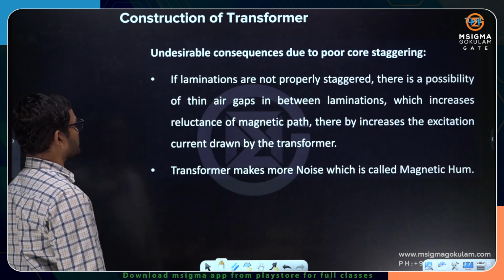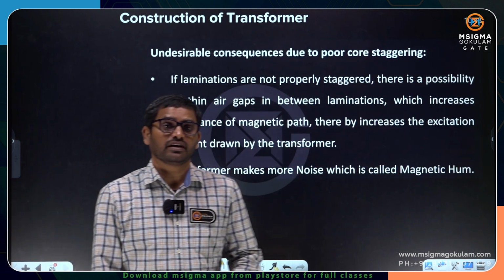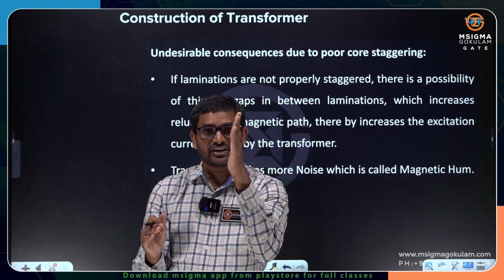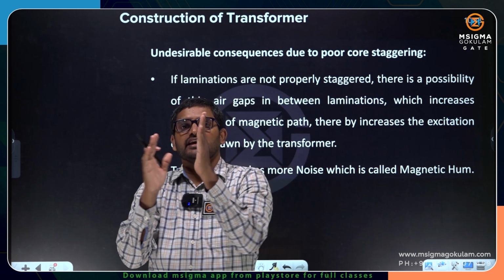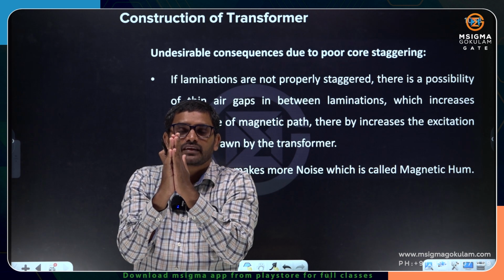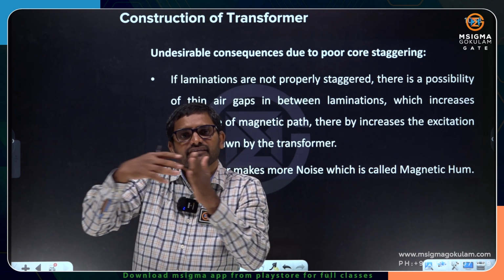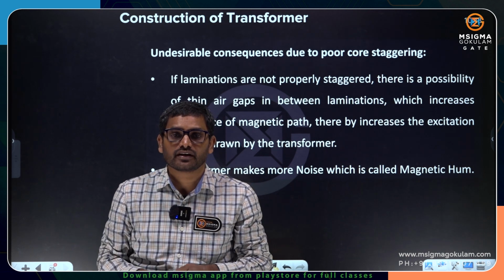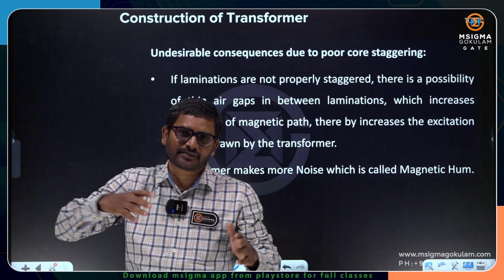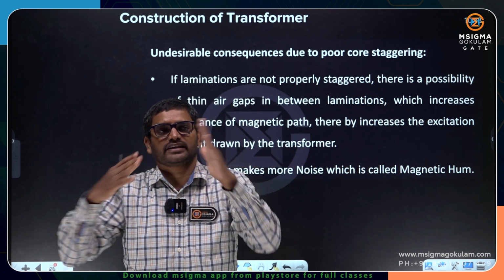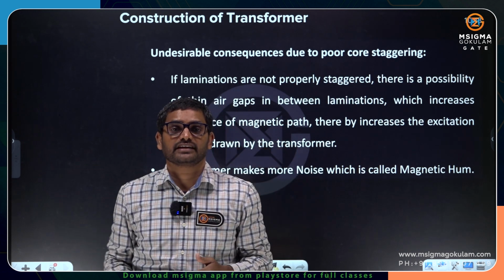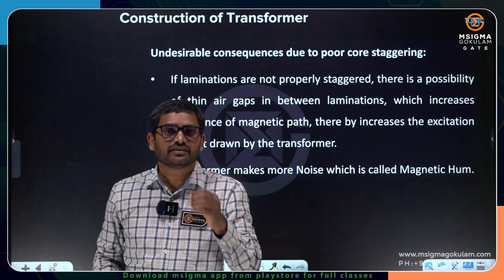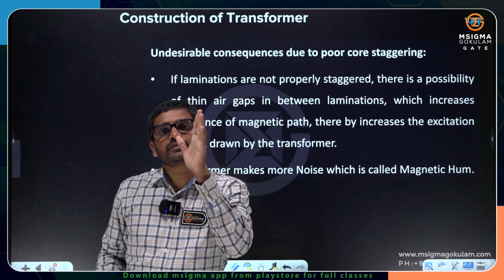If core staggering is not properly done, there is one more problem with the lamination. This is one sheet and this is another sheet. If they are not properly riveted, whenever the flux lines are establishing through the core, because of the alternating flux, that means positive half cycle, negative half cycle, positive half cycle, negative half cycle, because of the continuous reversal of flux lines, there can be a chance of a small mechanical force developed on the sheet.